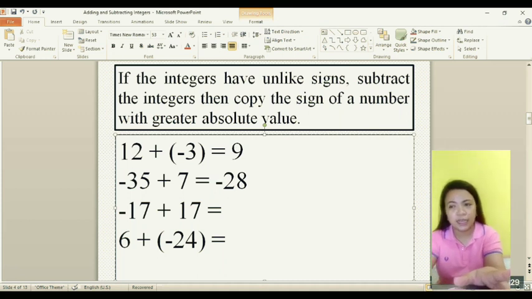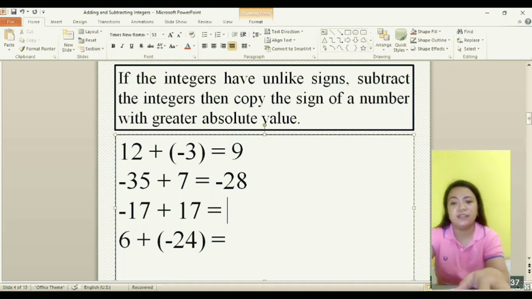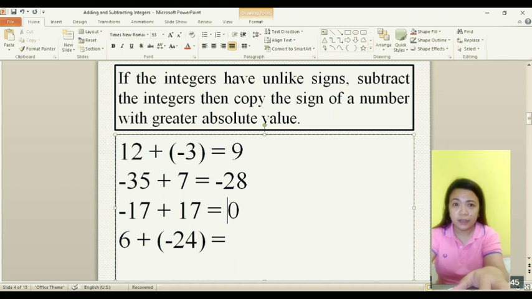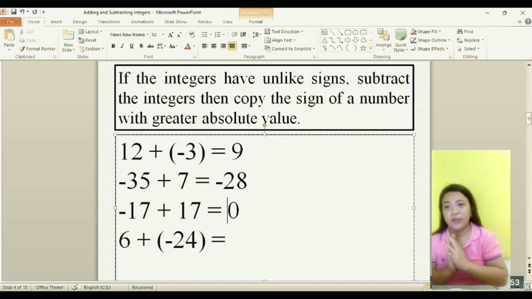Since they are unlike signs, still the answer must be subtracted. So 17 minus 17 is, of course, 0. Do we need to put a negative sign or positive sign for 0? The answer is no, because 0 is neither a positive number nor a negative number. So 0 will always become 0 only.